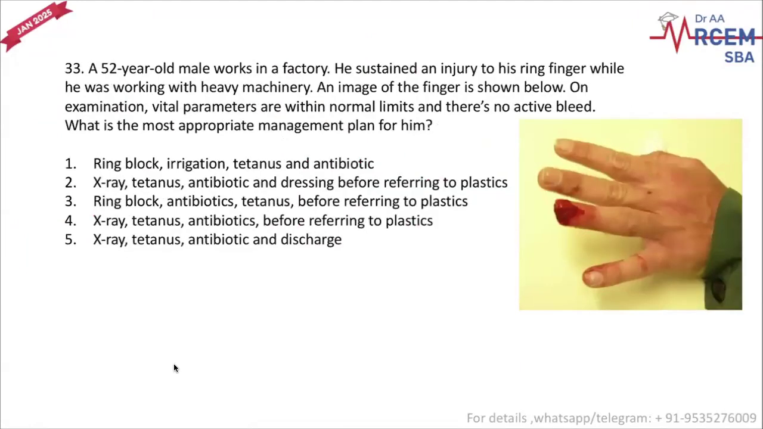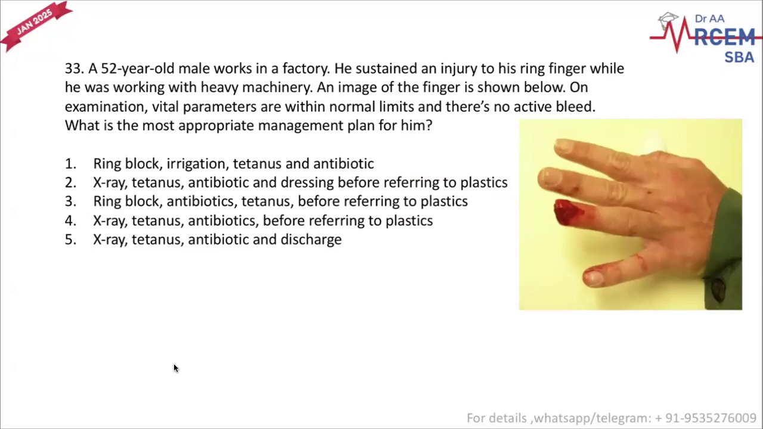A 52 years old male works in a factory. He sustained an injury to his ring finger while working with heavy machinery. An image of the finger is shown below. On examination, vital parameters are within normal limits. There is no active bleed. What is the most appropriate management plan for this?